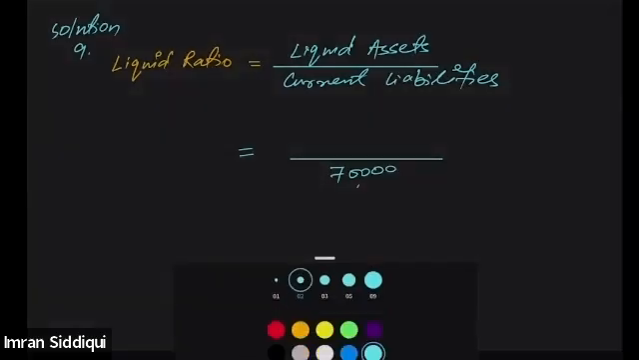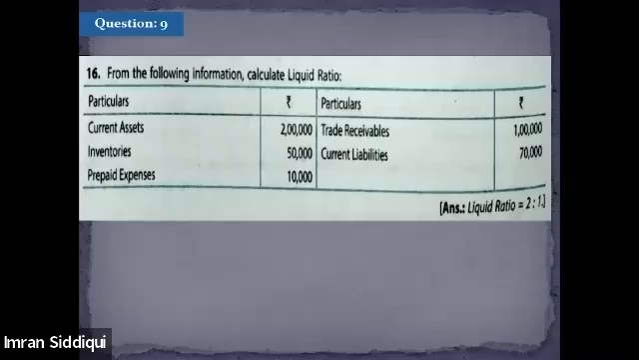right? But the liquid asset is not directly given in the question. Rather, the value of the current asset, inventory, and prepaid expenses is there. So in order to find out the value of the liquid asset, we'll simply subtract the value of the inventories and prepaid expenses out of the current asset, like I said. So we'll take the value of the current asset minus inventories minus prepaid expenses.